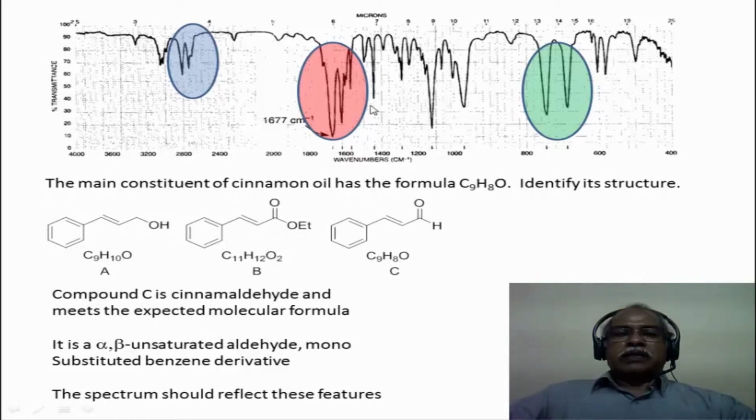In fact, you can also see the C double bond C stretching frequency by the side of it because it is an alpha beta unsaturated system, and the CH stretching frequency of the aldehyde, which comes around 2800 inverse centimeter as a two-line pattern, is also very clearly seen. And finally, the monosubstituted benzene derivative, which has out of plane bending modes in this particular feature, is also reflected. So the spectrum reflects the features that would satisfy this molecule as the correct one, as the major constituent of cinnamon oil is cinnamaldehyde.